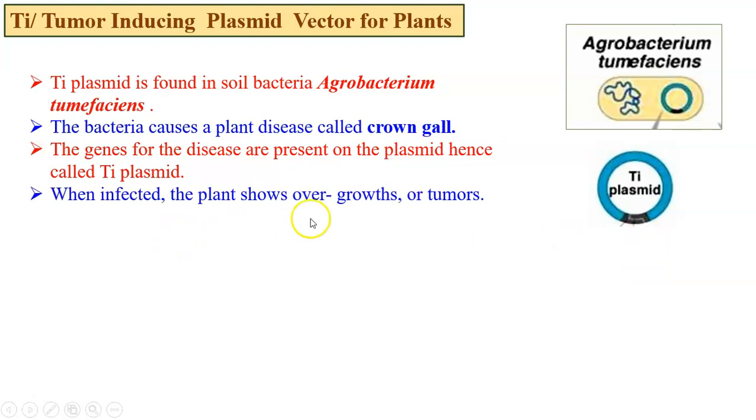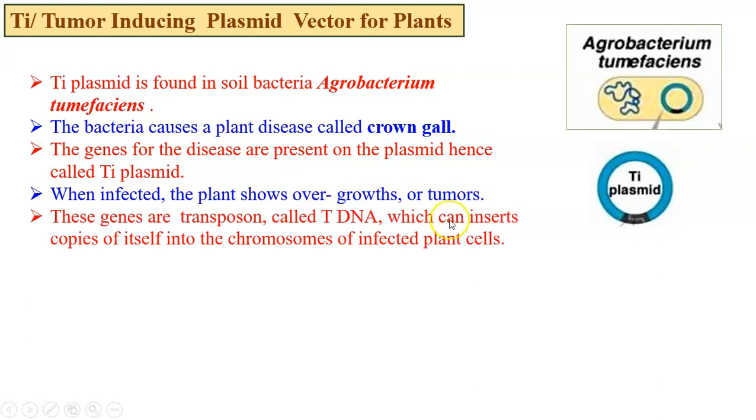When the plant gets infected, it shows overgrowth or tumors. The genes or transposons called tDNA, which can insert copies of itself into the chromosomes of infected plants, are found on this plasmid. So here you can see tDNA, and in this region the gene responsible for that disease is present. This is the part of the DNA which makes copies of itself and transfers the gene causing disease into the plant.